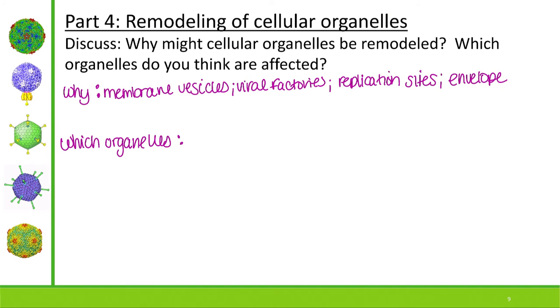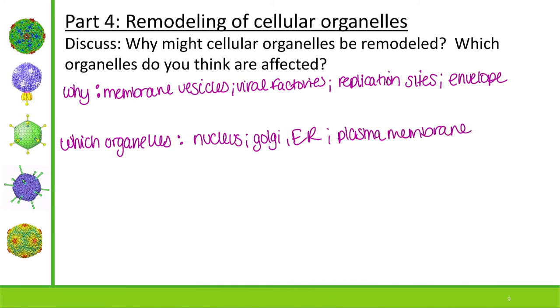So we have seen the membrane for enveloped viruses come from many different places. So the nucleus might be affected. We've seen the Golgi, the ER. So a lot of those membrane-bound organelles that were the ones that we talked about in assembly and exit are going to be the same ones that are going to be affected and remodeled. And I'm going to go ahead and add the plasma membrane onto our list as well.